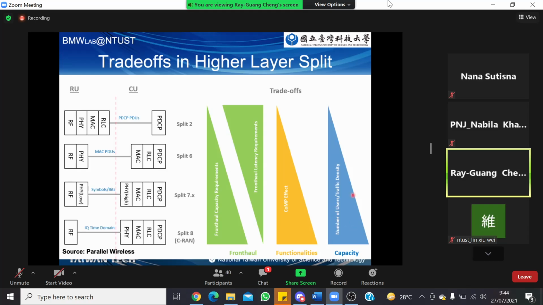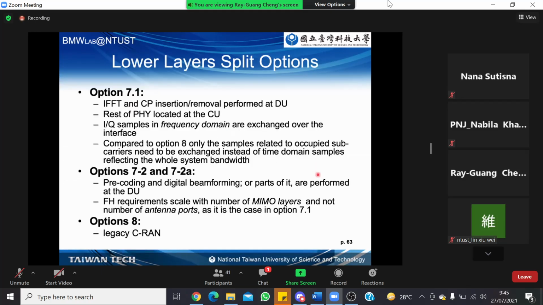Similarly, if you want to support density, with the higher layer split you can support less. But if you do it in the lower layer, you can have better performance in the physical layer. You can support more users. So these are the split options for the lower layer.